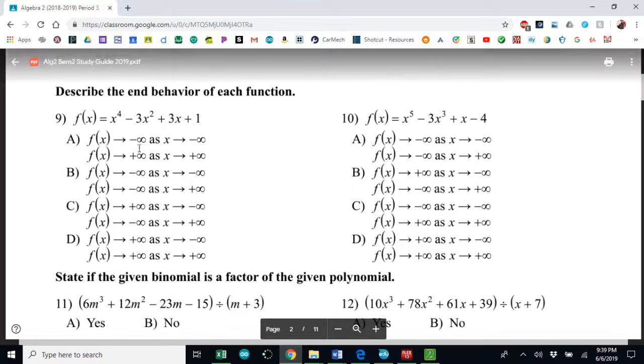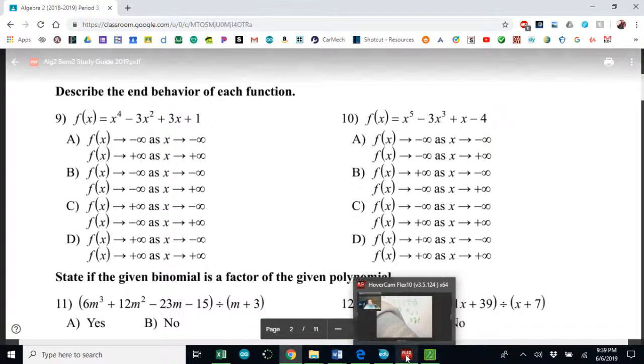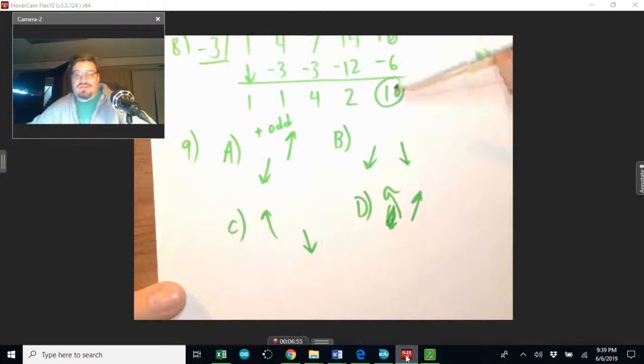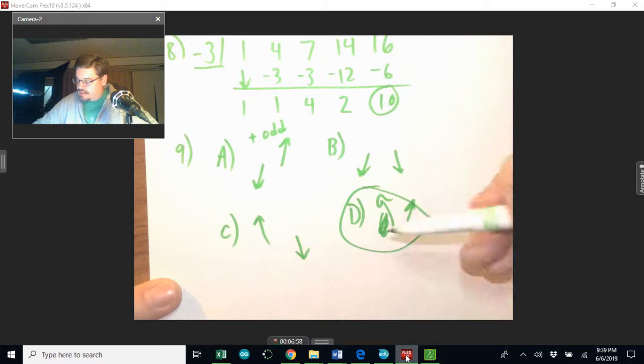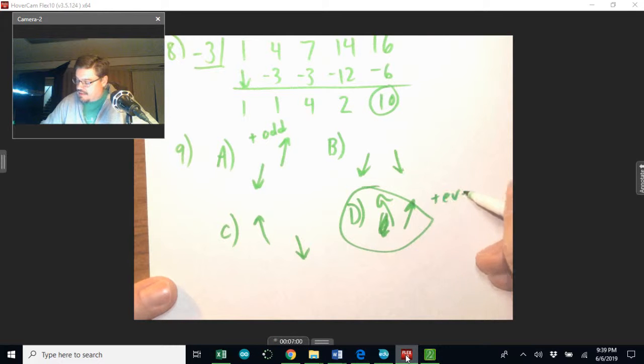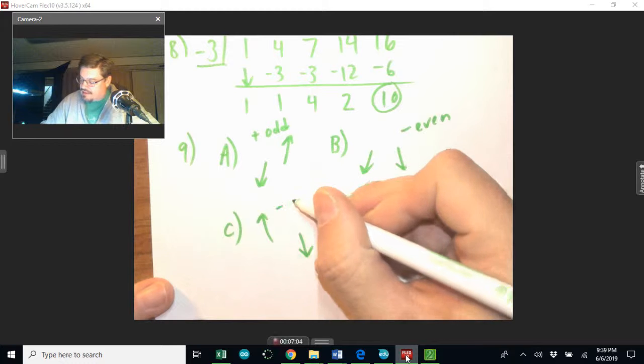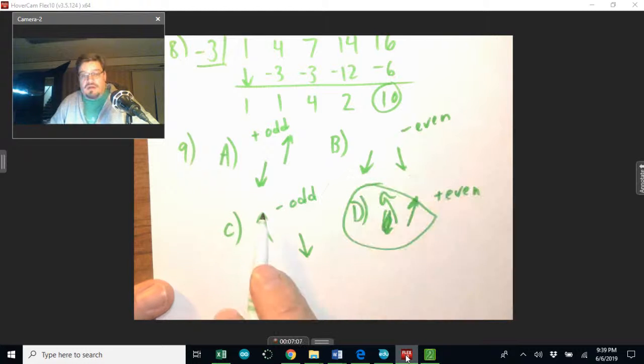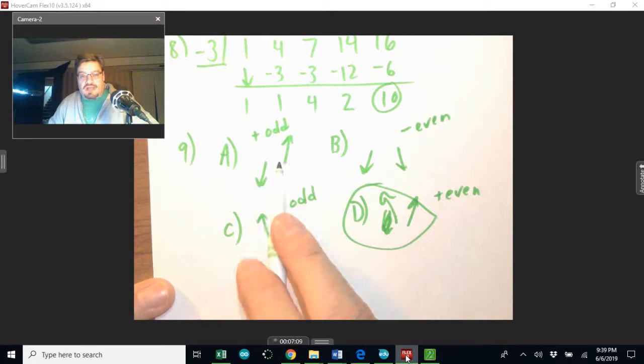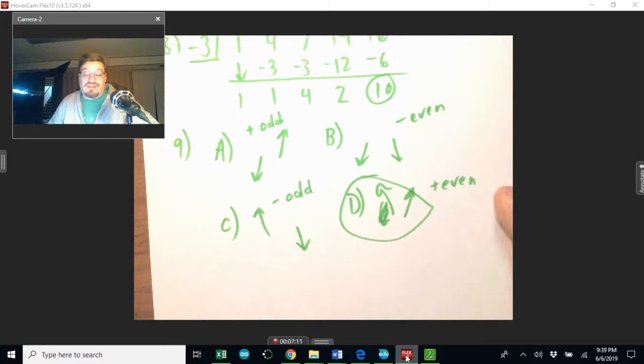I don't care about any other term except this guy. That leading coefficient is a positive 1, and this exponent is a 4. So that 4 means it's even, and this is a positive coefficient. So that is a positive even, and the only one that is positive even is this guy. This would be a negative even because they're both going down, and this is a negative odd because he starts up and then goes down. This guy starts down and then goes up. So that's it. You just have to remember the chart.